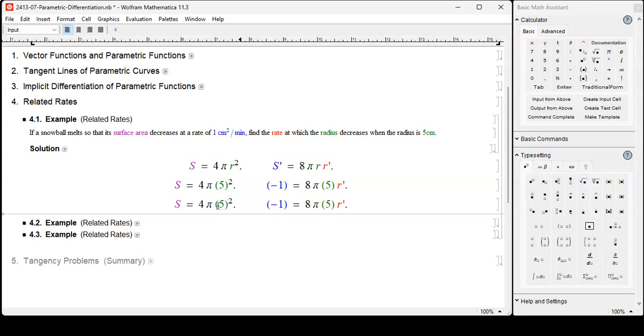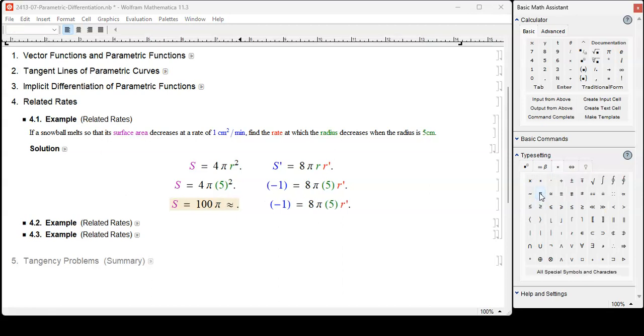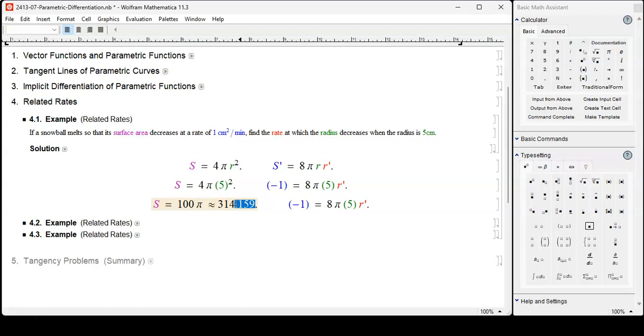Multiply 5 squared, that's 25 times 4. So this is 100 pi. And then that's going to be what? Pi is about 3.14, so 314 approximately speaking. I don't even need a calculator for that. Never mind, just 314 will do.